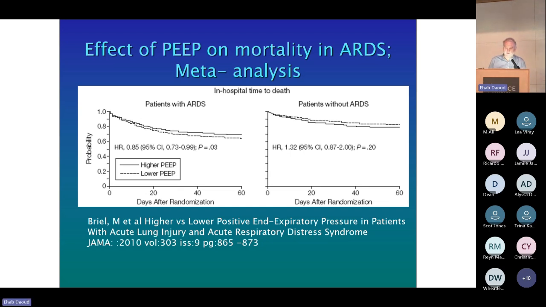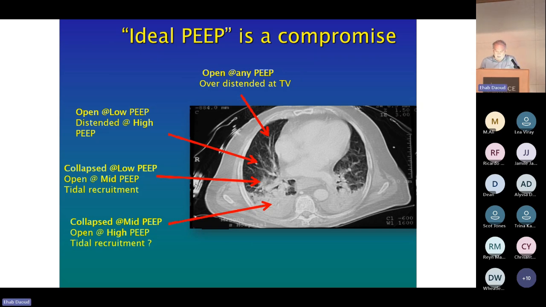Ideal PEEP, of course, is a compromise in opening up the lung and keeping the lower parts of the lung that are collapsing open, and not overdistending the upper part of the lung. So it's pretty hard. It's always a compromise. There's no ideal PEEP that fits every alveoli.